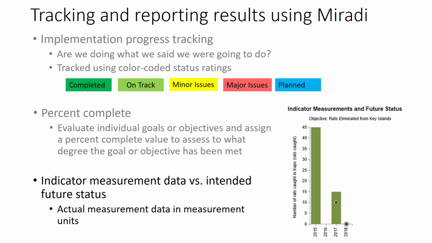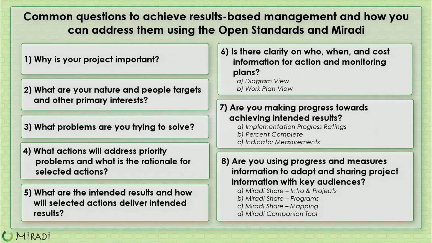That completes video 7C and rounds out the third of the three primary ways that you can track progress in Mirati. Progress ratings, percent complete measurements, and indicator measurements provide complementary ways of tracking progress for implementing conservation projects and tracking the results achieved. This also completes the set of videos covering questions 1 to 7 that focused on Mirati Desktop, where I've shown you how to get information entered into Mirati.